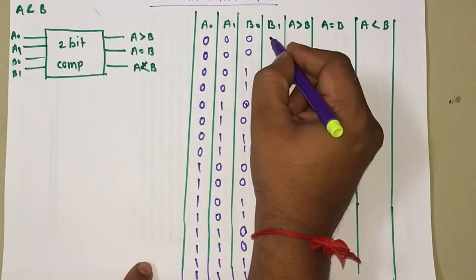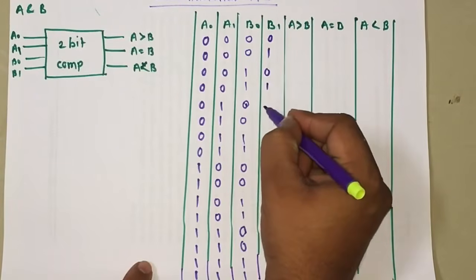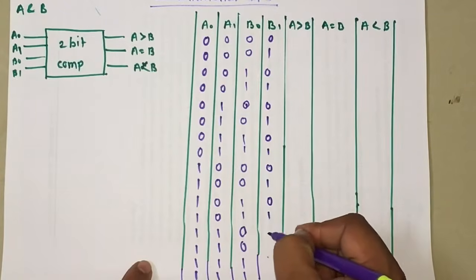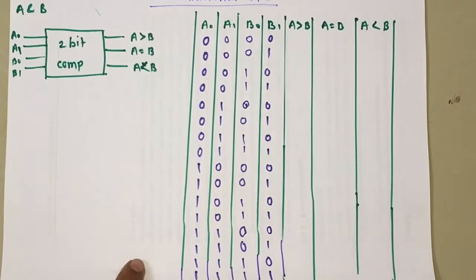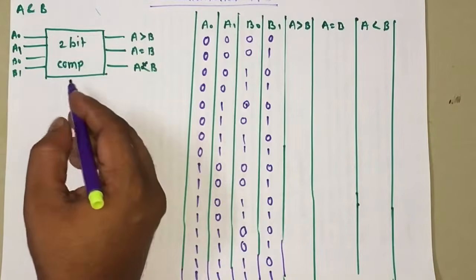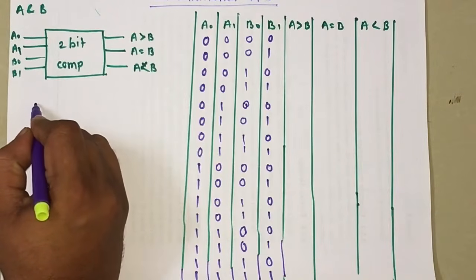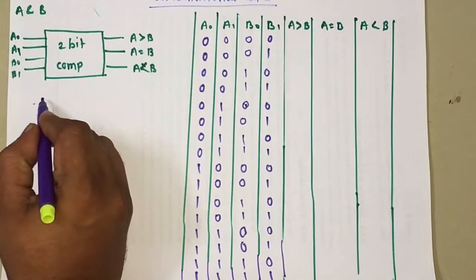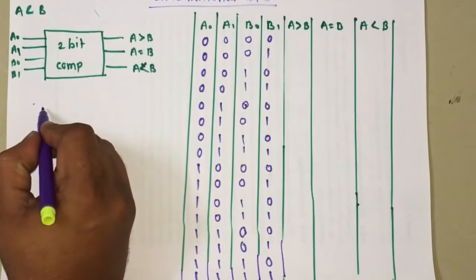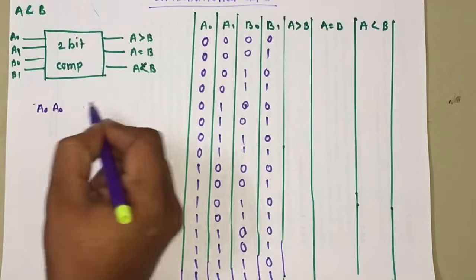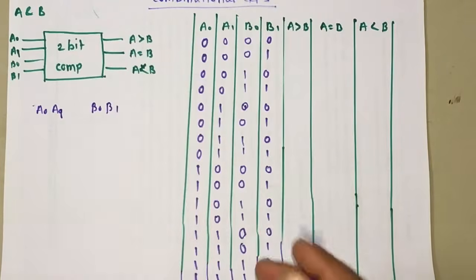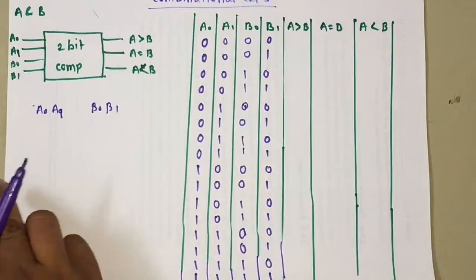For this last column, the sequence is 0, 1, 0, 1, 0, 1, 0, 1, 0, 1, 0, 1, 0, 1, and 0, 1. Now what will the comparator do? It will compare the numbers. Here a 2-bit number is there. The first number is A, the second number is B, and each is a 2-bit number. So here we have to check the A0, A1 values with the B0, B1 values. 2 bits simultaneously we have to compare here.